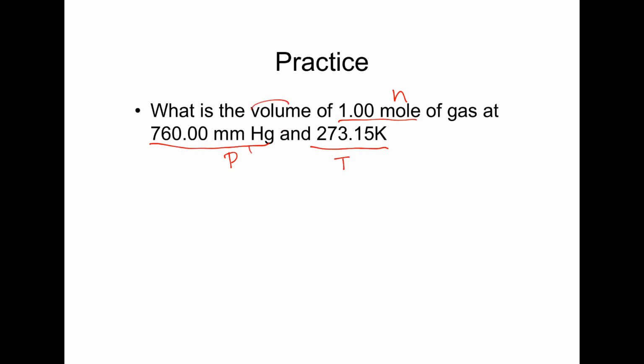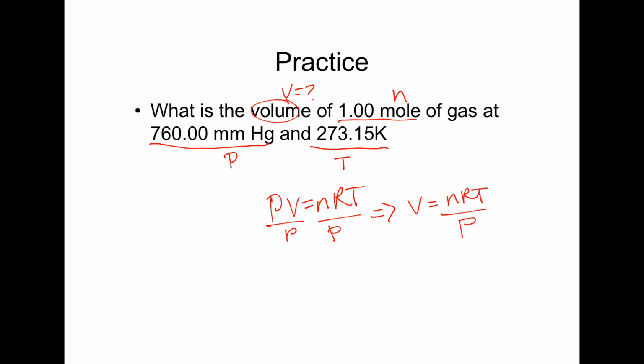The problem says we are looking for volume. Okay. So again, I don't have any changing conditions. I just have one of each one of my variables, so I know that I'm going to use the ideal gas law. And I'm looking for volume again, so I'm going to divide both sides by P, and I get volume equals nRT over P.